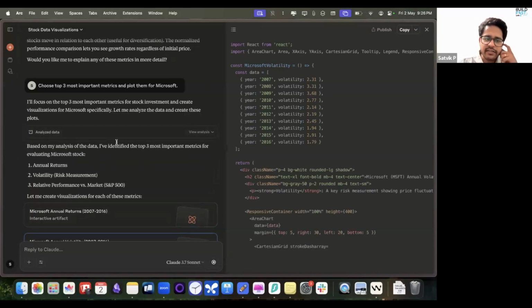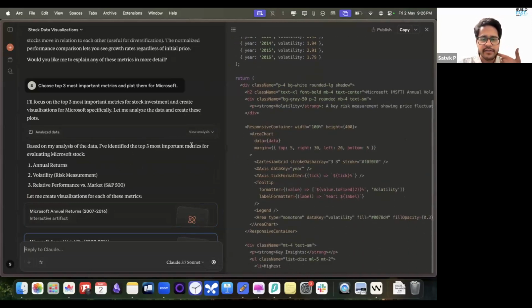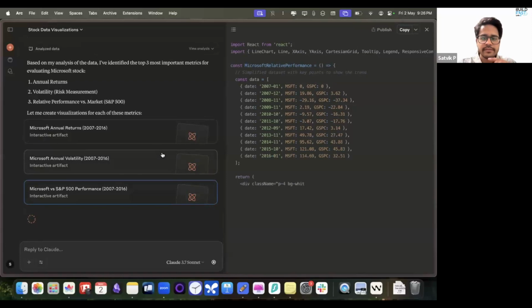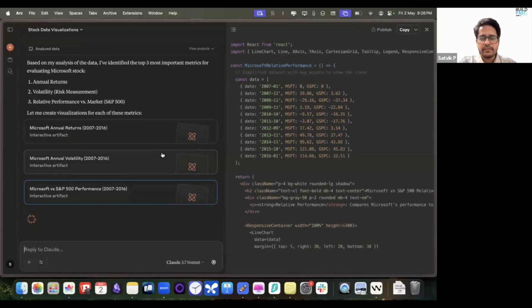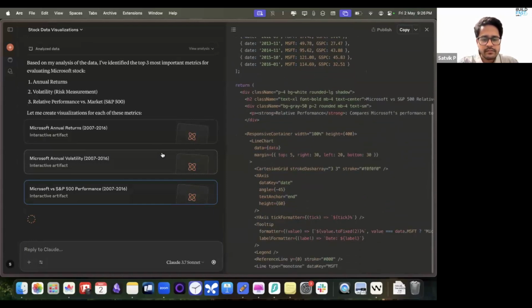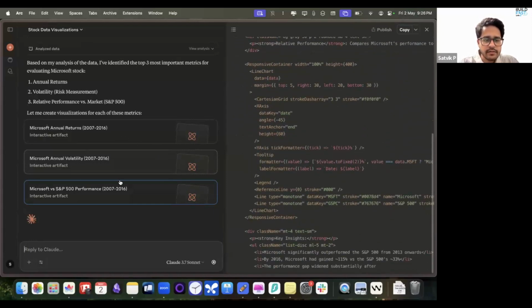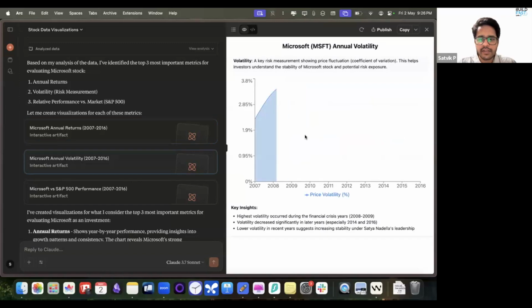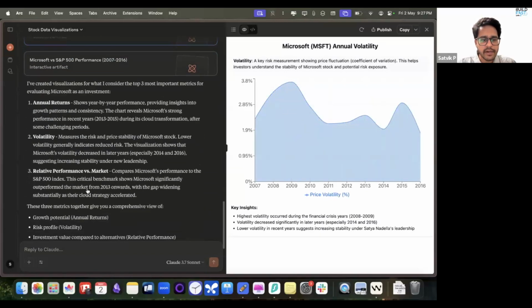Okay, it didn't give the latest data, but it's still doing a good job in calculating based on whatever data set I've given. It says that it will calculate annual returns, volatility, relative price performance, and other things. Let me just look at these. This is the annual return data. You can see that in the year 2007, if you invested at the start, by the end your portfolio would increase by 20%. In 2008, there was the financial crisis, if you know. Due to this financial crisis, everything was down, and Microsoft was no exception. You can see the returns one by one, and you can see the volatility, how it changed over time, and a few other metrics.